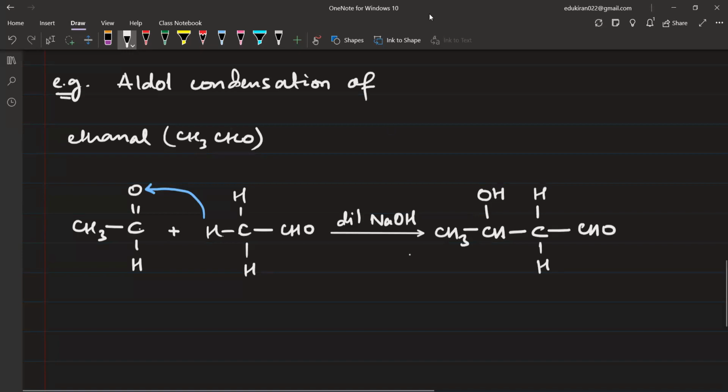Is this clear? Yes or no? Please tell me, guys. Till here, all of you understood how to write this? Yes, sir. All of you? Okay, fine. Very good.